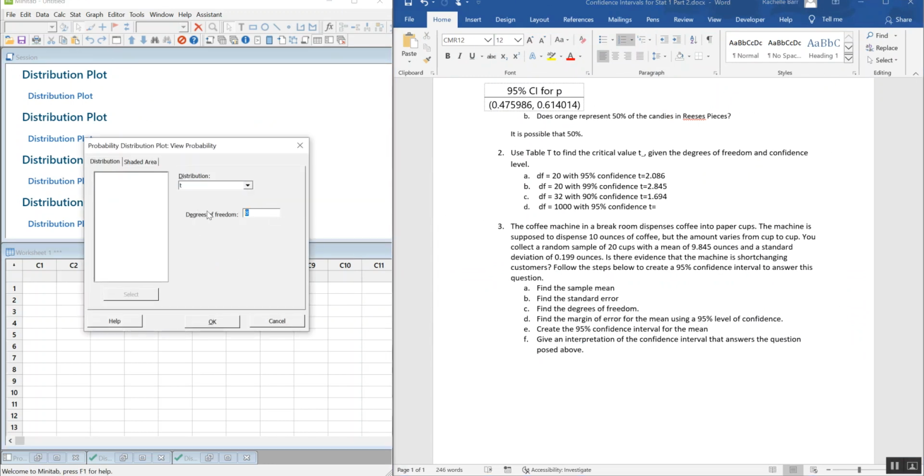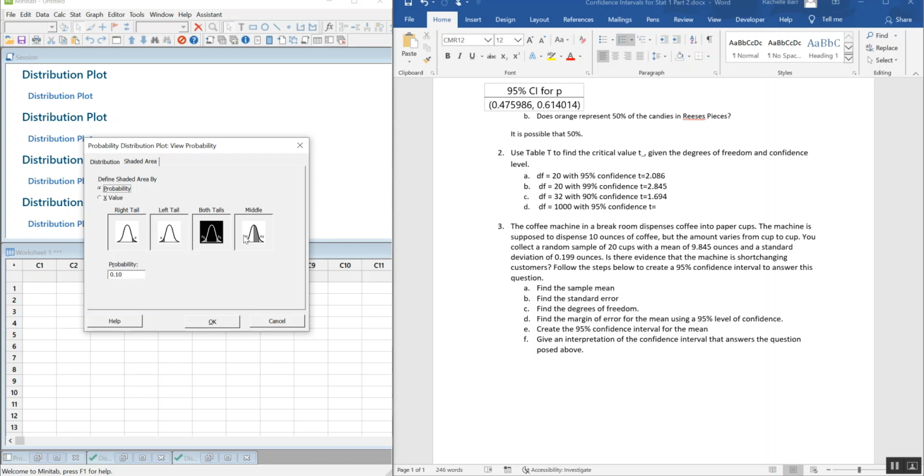All right, T, let's do 1000, because T1000 is the Terminator. And then we're going to go over to shaded area. I'm not kidding, that's how I picked that. And I'm going to change it to 5%. So notice that D has the same confidence level as A, but my sample sizes are significantly different.